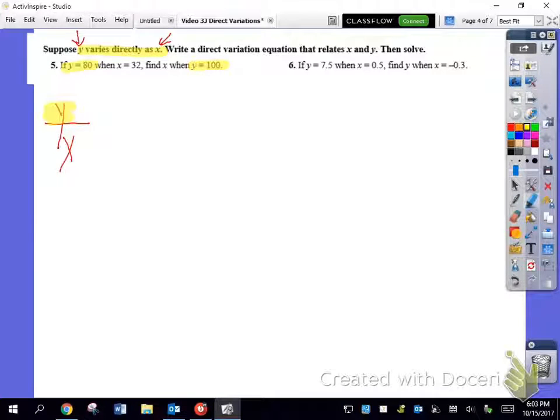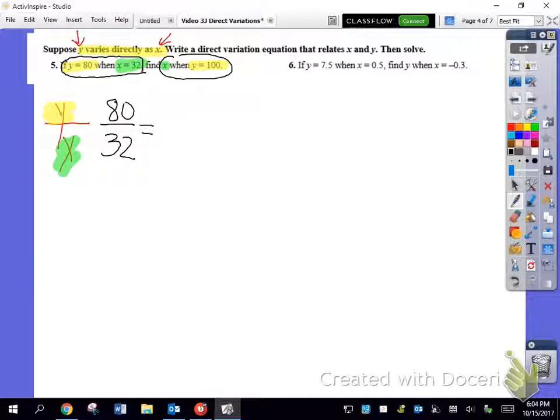On the bottom, you've got x. X is 32 and it says find x. Now, the groupings, it's pretty easy to tell because see that comma keeps it separate. So 80 goes on the top, 32 goes on the bottom, equals, and over here, x goes on the bottom, and then 100 goes on the top. You just match.